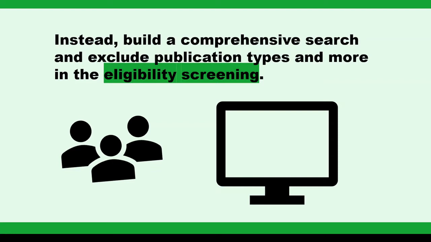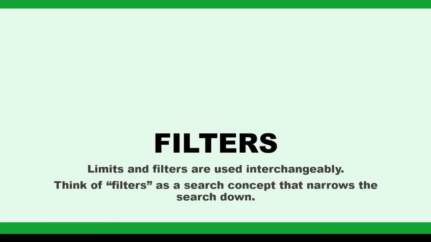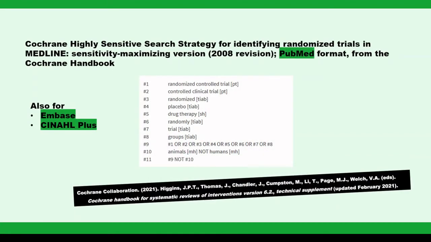Which brings us to filters. Limits are something you can apply in the database, while filters are typically akin to a search concept, although the terms are used interchangeably. There are some validated and well-regarded search filters that you can use and cite. The Cochrane Handbook has a Cochrane Highly Sensitive Search Strategy for identification of randomized controlled trials in Medline, Embase, and now CINAHL. It can be found in the technical supplement of Chapter 4 of the Cochrane Handbook.